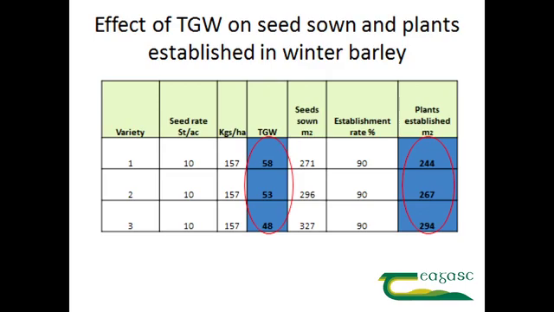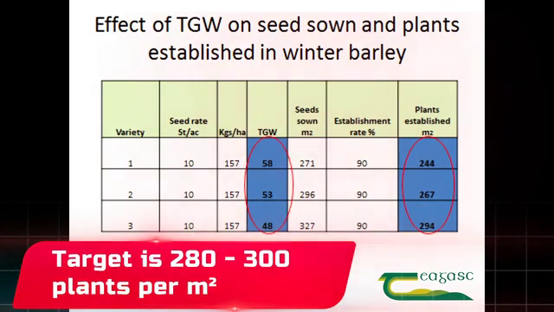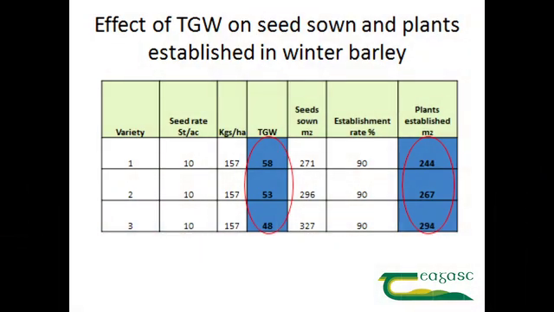We end up anything from 244 for the higher 1,000 grain weight up to 294 for the lower 1,000 grain weight. And bear in mind that we need to get a plant establishment of somewhere between 280 and 300 plants per square metre. So obviously the higher 1,000 grain weight, we haven't put out enough seed.